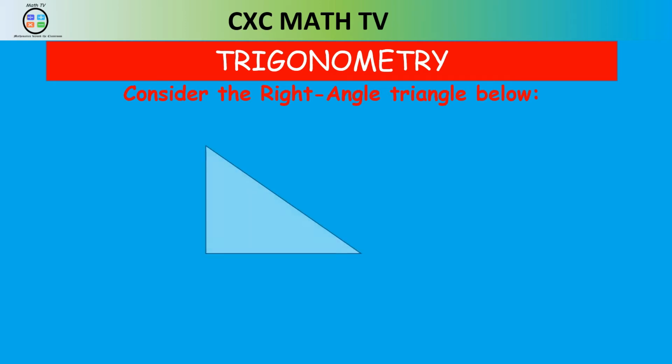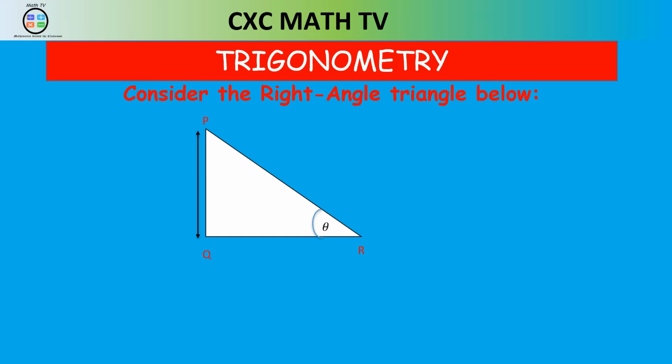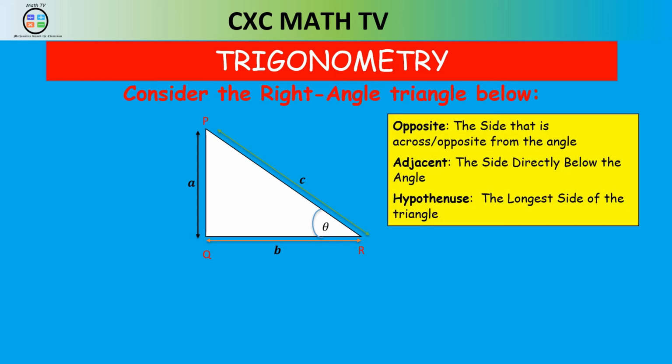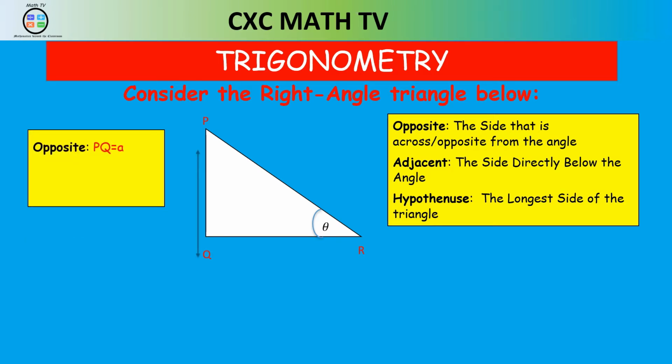Looking at this diagram, we see that this is triangle PQR. We know that the opposite is the side that is across from the angle theta. The adjacent is the side directly below the angle, and the hypotenuse is the longest side. So in this case, the opposite is PQ with a length of A. The adjacent is QR with a length of B, and the hypotenuse is PR with a length of C.